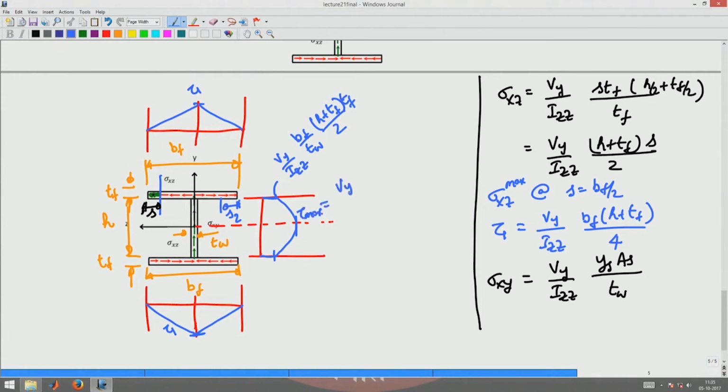And the maximum shear stress, this is tau max, is going to be Vy by Izz into Bf by Tw into H plus Tf by 2 into Tf plus H square by 4. So, that is going to be your tau max, same as before. So, now let us understand where this variation in the shear stress profiles is important.